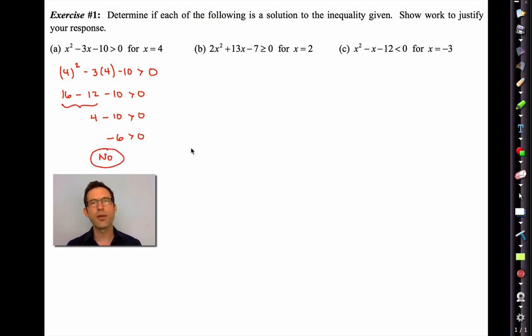Now that's really, really important. It is really critical that you understand that all a solution to an inequality is something that makes that inequality true. And negative 6 ain't greater than 0. Therefore, x equals 4 is not a solution to the inequality. Why don't you pause the video now? Even if you need to use your calculator, that's okay. But go ahead and work through these to see if x equals 2 is a solution to the inequality in letter B, and x equals negative 3 is a solution to the inequality in letter C.